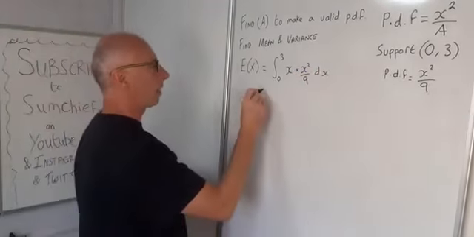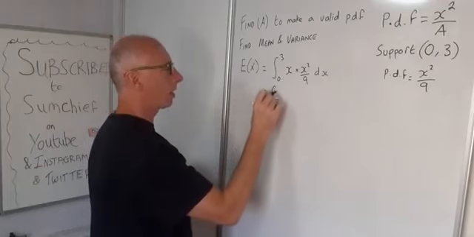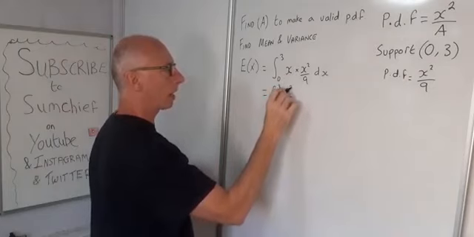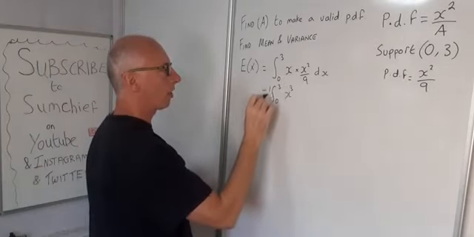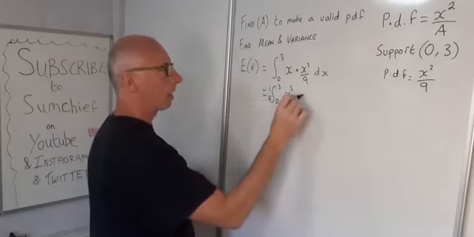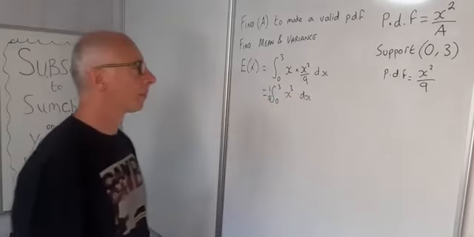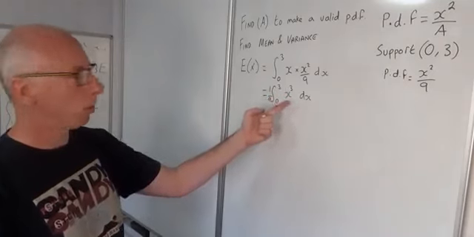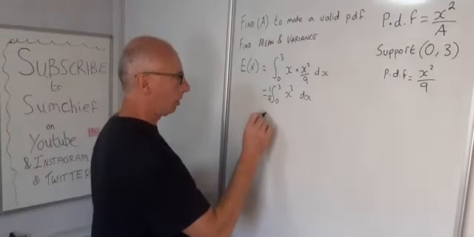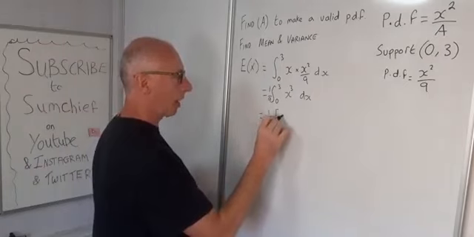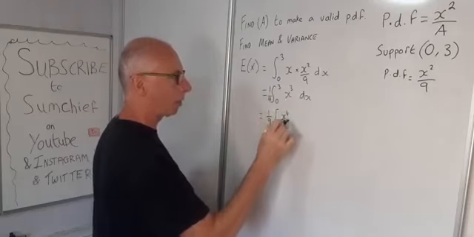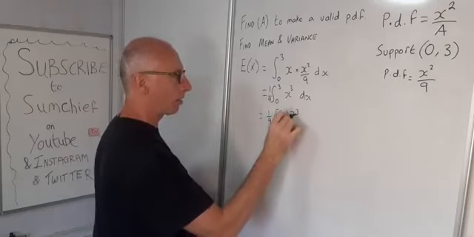Okay, let's go for that. So now we've got 0 to 3, x times x squared over 9, so that's x cubed, and we can bring the 9 outside, and then dx. Now we just simply integrate this x cubed. Again, power rule as we did before, not forgetting the 1 over 9. So now we've got x to the 4 over 4: increase the power by 1, divide by the new power, and again, 0 to 3.